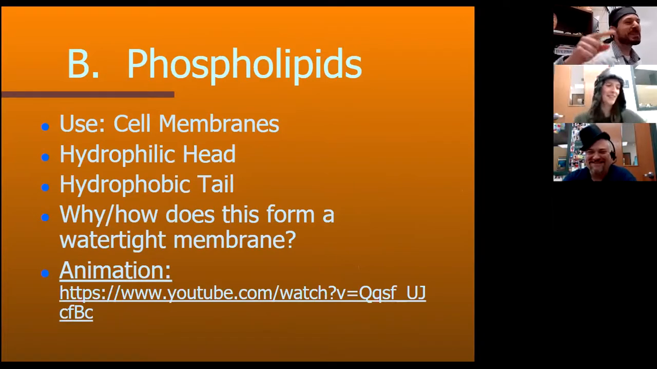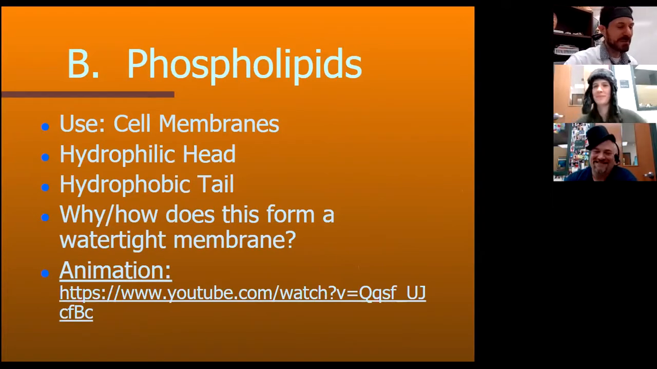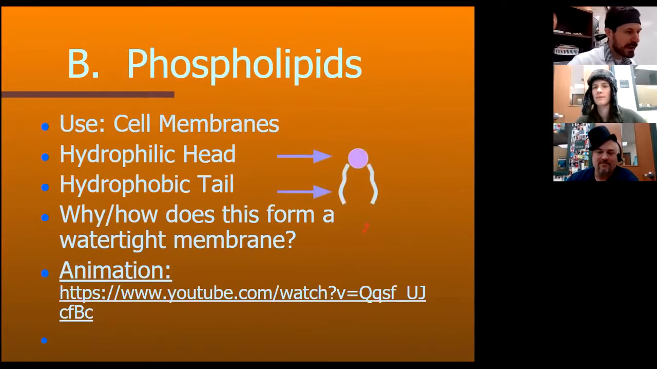In this specific example, phospholipids are a special type of lipid. They have two parts to them, and there's a diagram that pops up here. Yep, they have a hydrophilic head and a hydrophobic tail, or actually two hydrophobic tails. As Ms. Ripley said before, hydrophobic means afraid of water, fear of water, so they don't want to mix.